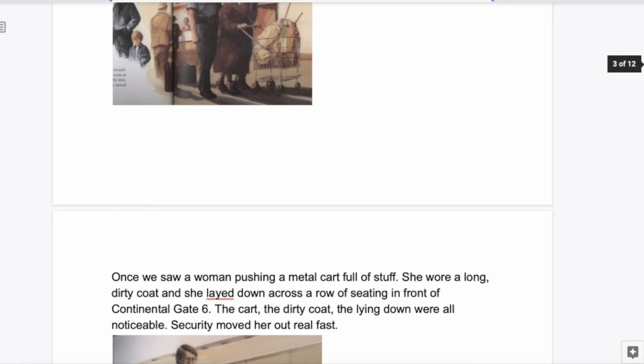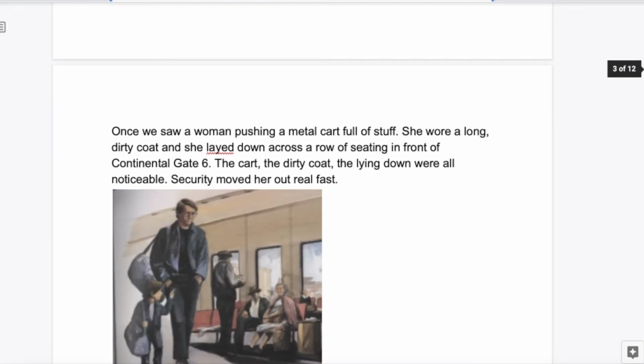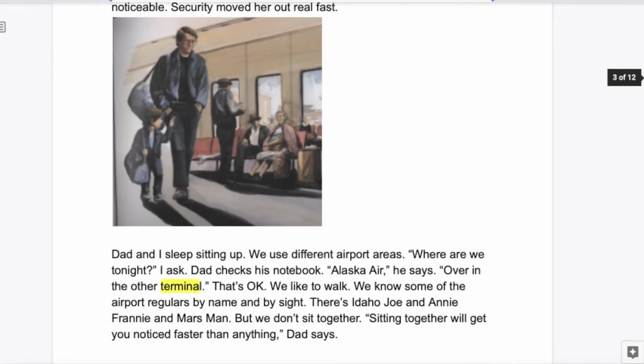Once we saw a woman pushing a metal cart full of stuff. She wore a long, dirty coat, and she laid down across a row of seating in front of the Continental Gate 6. The cart, dirty coat, the lying down were all noticeable. Security moved her out real fast. Dad and I sleep sitting up. We use different airport areas. Where are we tonight? I ask. Dad checks his notebook. Alaska Air, he says. Over in the other terminal. That's okay. We like to walk. We know some of the airport's regulars by name and by sight. There's Idaho Joe and Annie Franny and Mars Man, but we don't sit together. Sitting together will get you noticed faster than anything, Dad says.